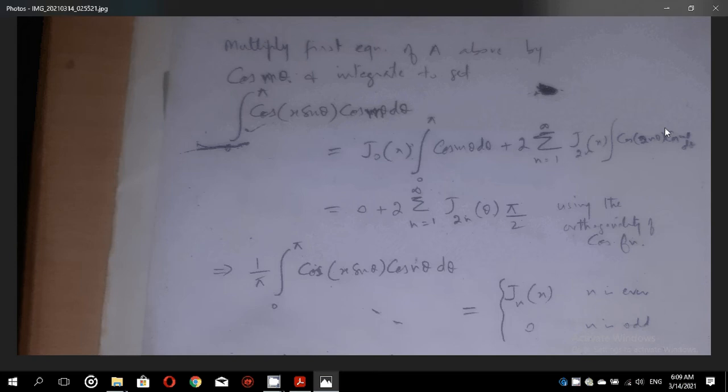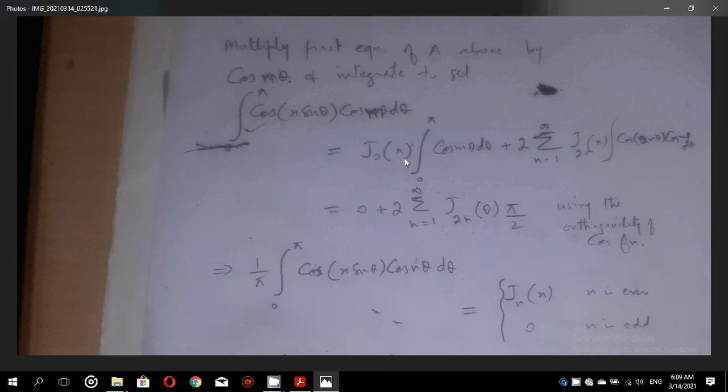So here we will use the orthogonal property of cos theta, because the integral from 0 to pi of cos 2n theta into cos m theta will give us this term, sum over n equal to 1 to infinity of J2n theta into pi over 2. So this is the step where we have used the orthogonal property of the cosine function.